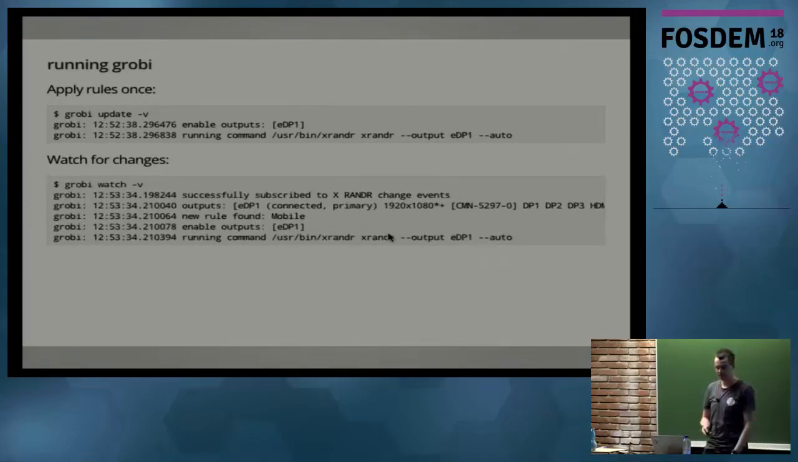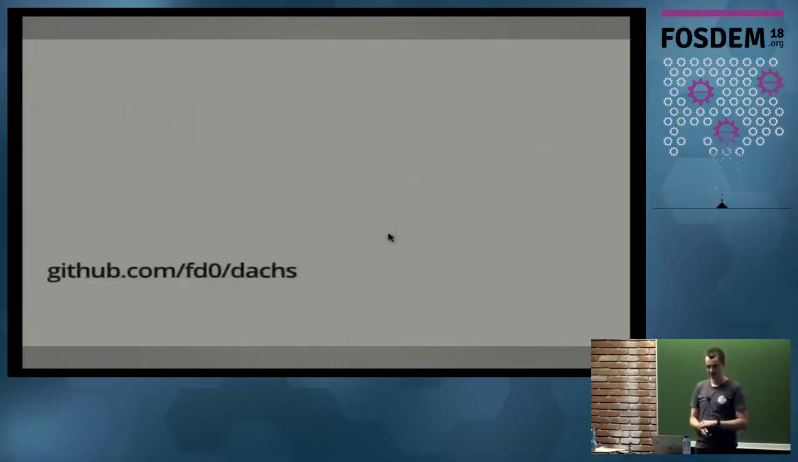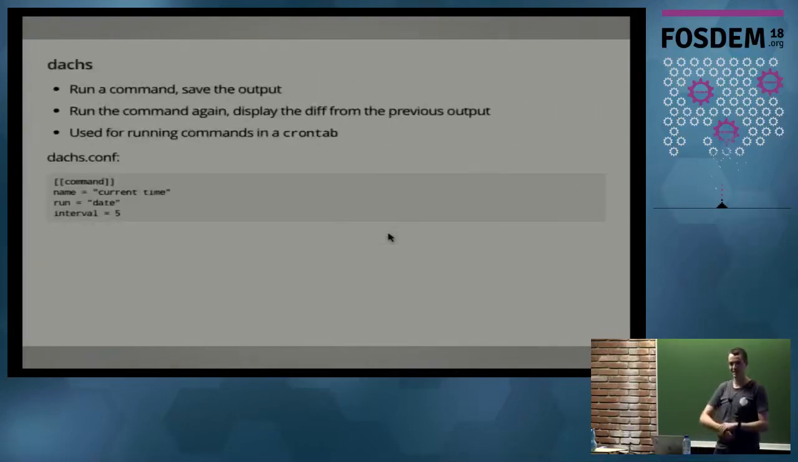Or you can run it, for example, via systemd and use Groby Watch, which will just subscribe to the xrandr events and also regularly poll xrandr if there are any new outputs, and it will just configure this. So now when I plug my laptop into the docking station, it will just switch on my external outputs and everything is fine. So next one is dux, which is a small command that I'm using to track differences in output for commands.